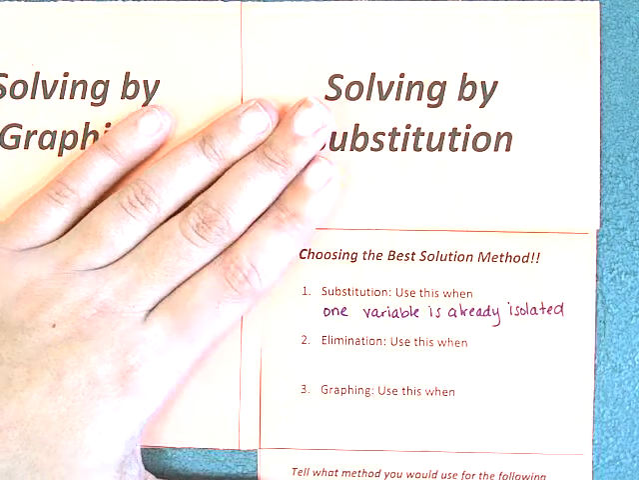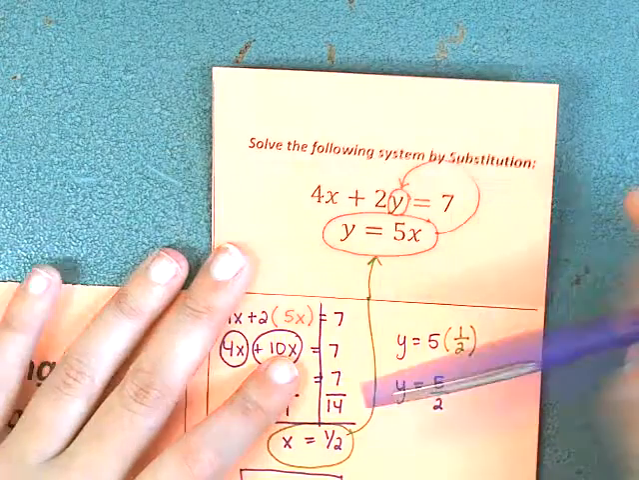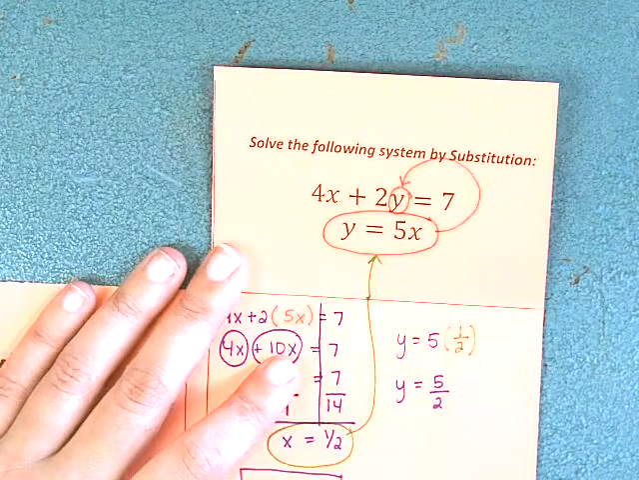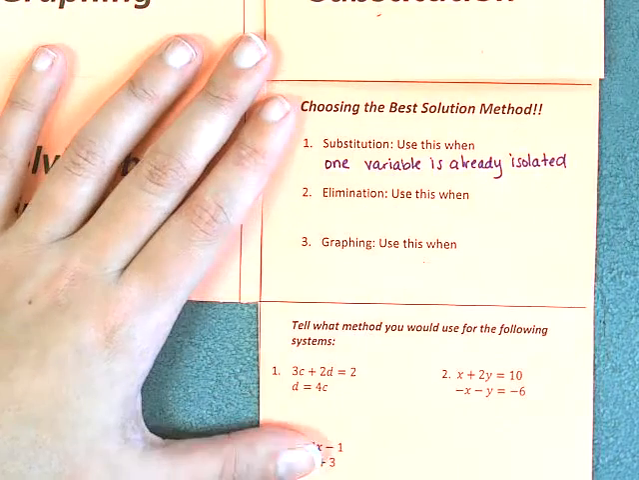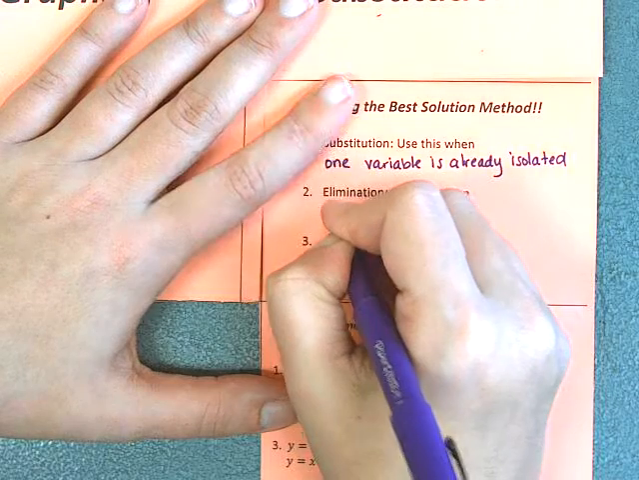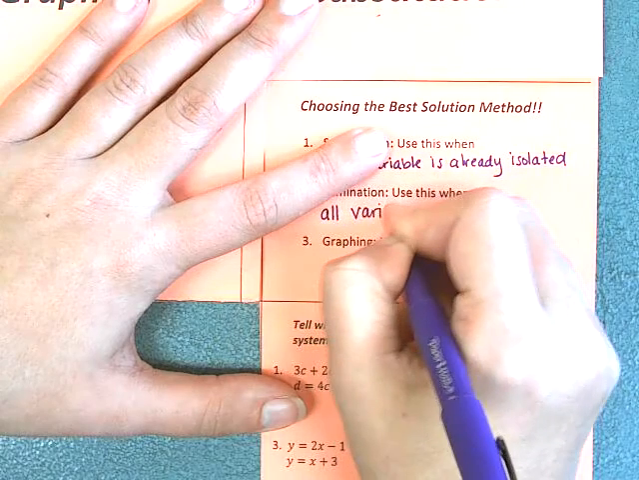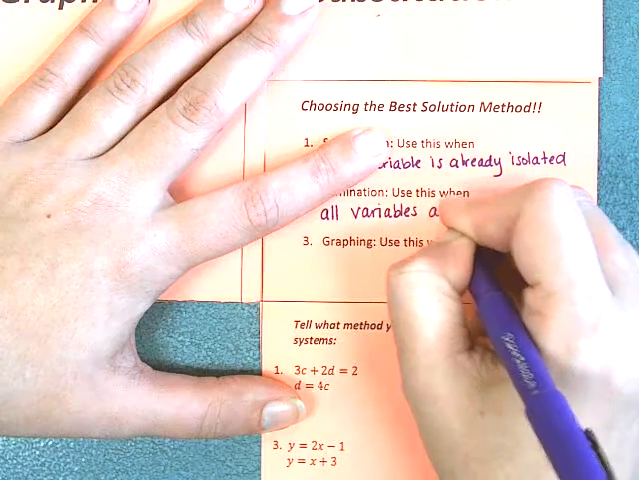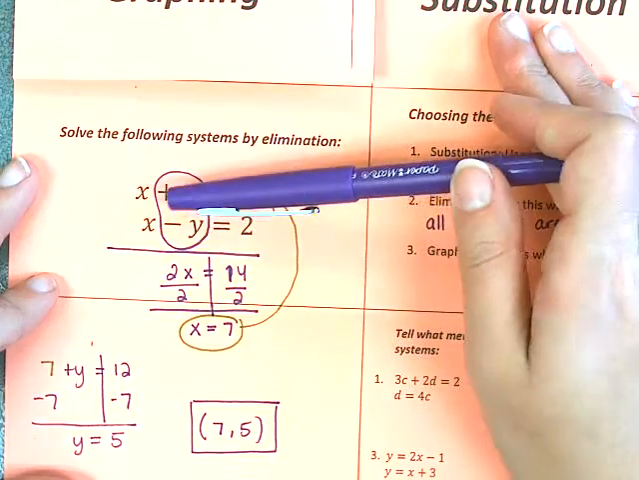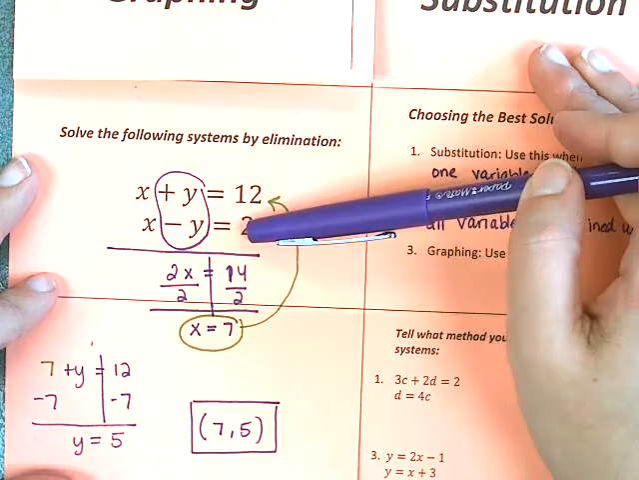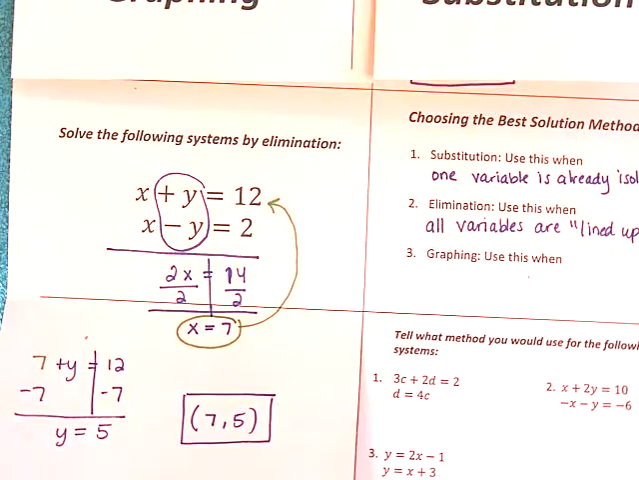So here's what I mean by that. If you look back at our substitution flap, see how the y was already by itself in the second equation? That's a good time to use substitution. If nobody's by itself, substitution is a lot harder to achieve. Use elimination when all the variables are lined up. So if I look at my problem and I notice the x's are on top of the x's, the y's are on top of the y's, the numbers are on top of the numbers, the equals are on top of the equals, that's my clue that elimination is probably a good idea.